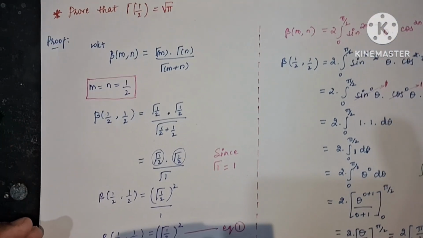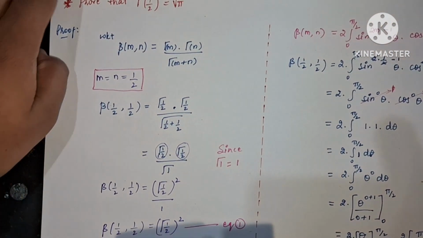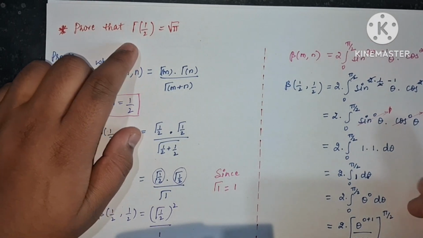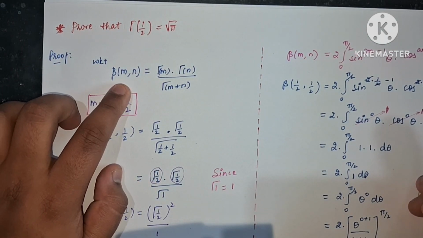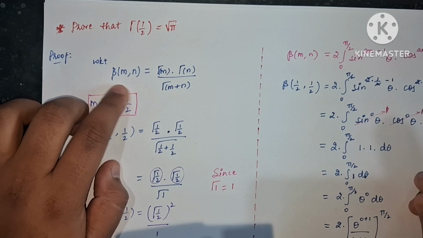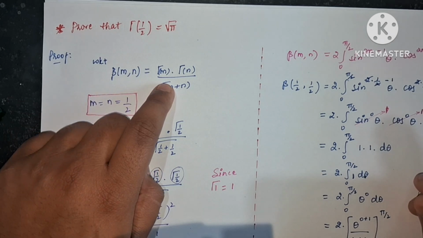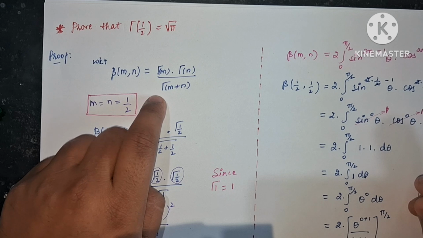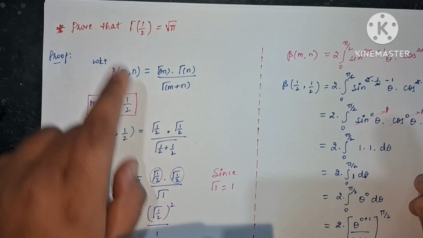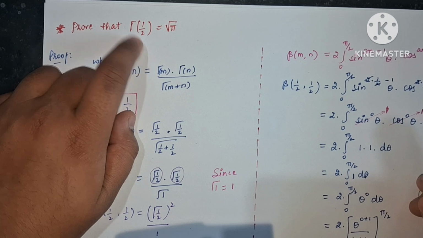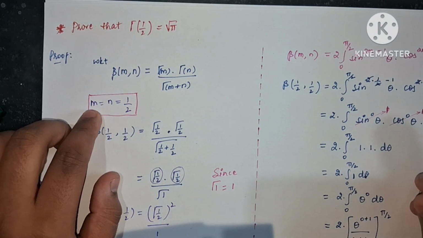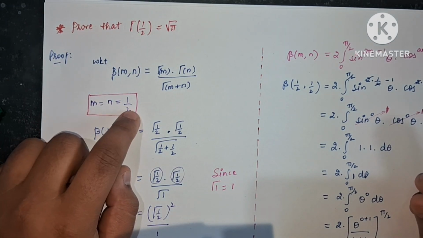I'll repeat it again, just listen. To prove that gamma of 1 by 2 is equal to root pi, initially we have to consider the relationship between the beta and the gamma function. Beta of m comma n is equal to gamma of m into gamma of n whole divided by gamma of m plus n. Since the question asks for gamma of 1 by 2, I will substitute both m and n as 1 by 2.